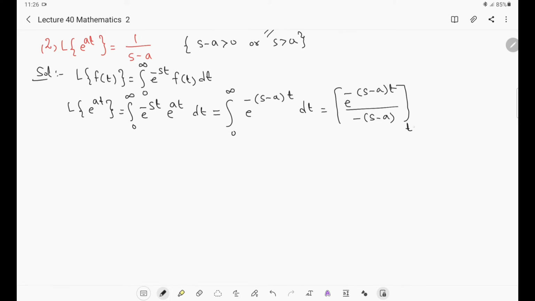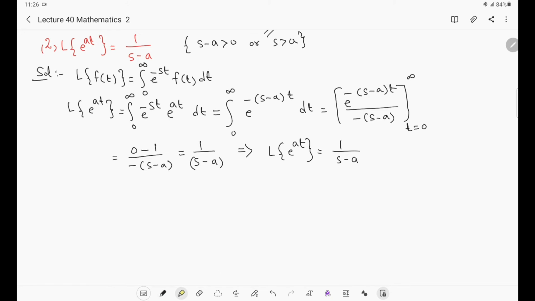This is the integration. Now put the limits t equals 0 to infinity. Now put the upper limit in place of t. So e power minus infinity we will get, which is 0, minus, now put t equals 0, so e power 0 will become 1, by minus of s minus a, which is equal to, this minus will become plus, so 1 by s minus a, right? Therefore what have we proved? We have proved that the Laplace transform of e power at is 1 by s minus a.